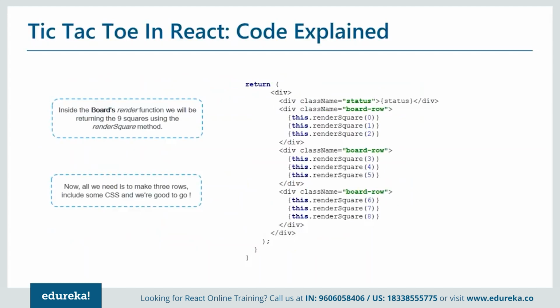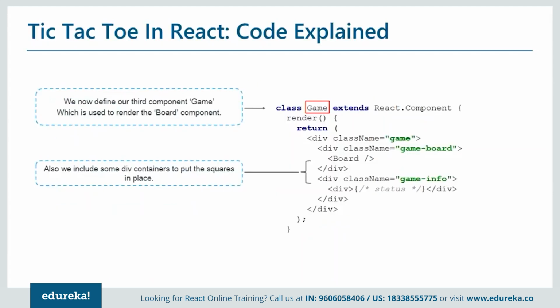Now, inside the board render function, we return the 9 squares using the renderSquare method. These are the 9 squares 0, 1, 2, 3, 4, 5, 6, 7, 8, which are rendering on the output screen, or on the DOM. All we need is to make 3 rows, so I implemented some CSS, and then we are good to go.